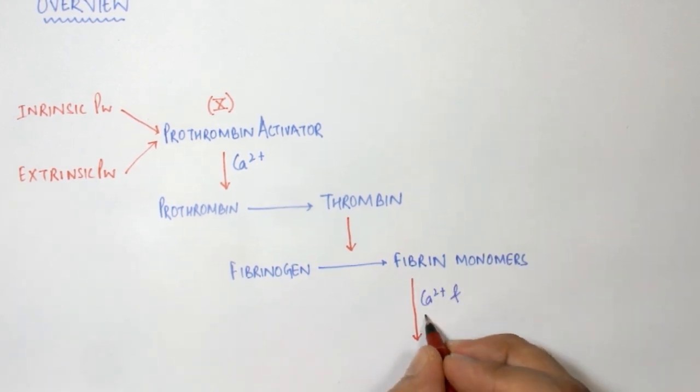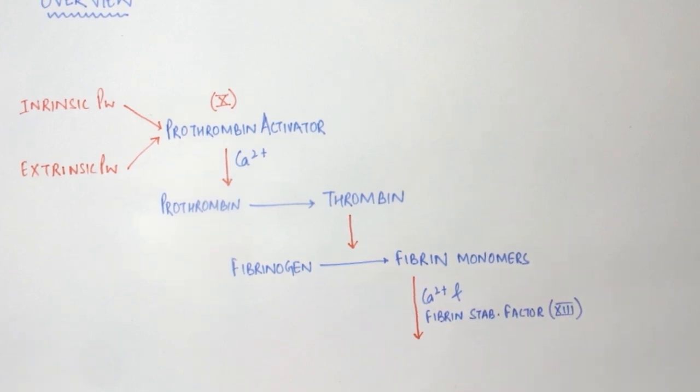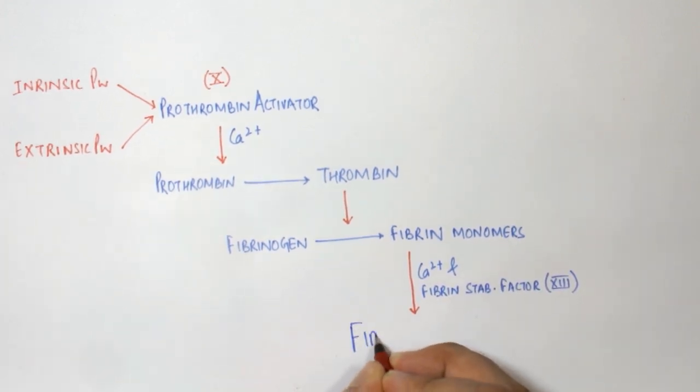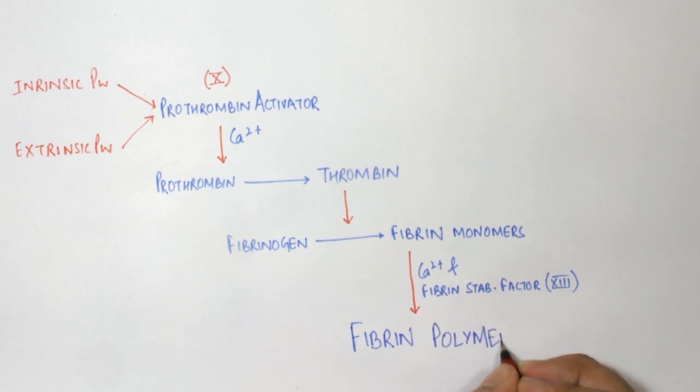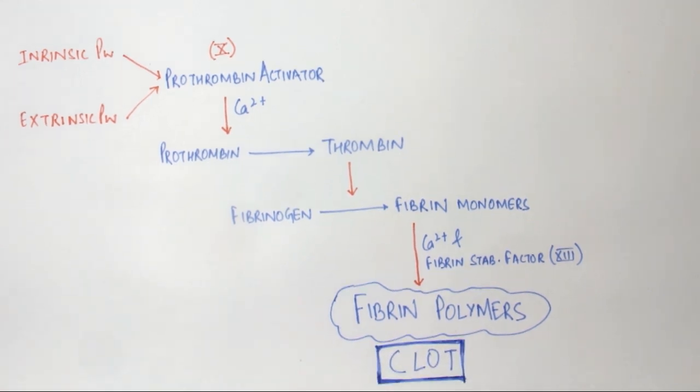So in the presence of calcium ions, the fibrin stabilizing factor, which is actually factor number 13, acts on them and converts them into fibrin polymers by formation of covalent bonds in the fibrin monomers. And eventually they lead to the formation of a clot by attracting lots of platelets, lots of phospholipids and other materials which adhere to them and form a stable clot which plugs the bleeding site and leads to hemostasis.